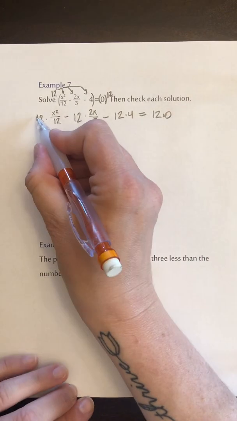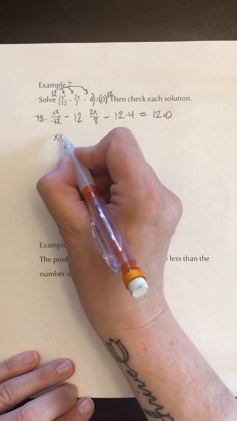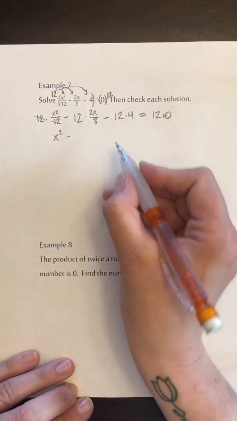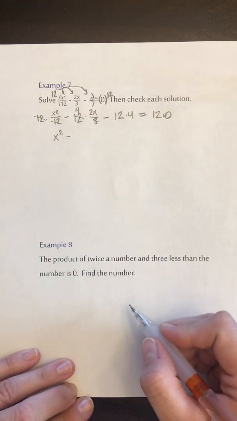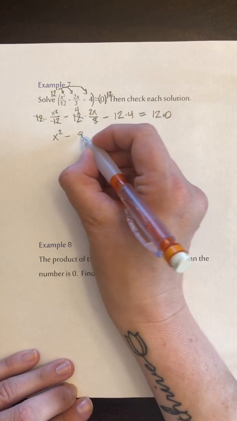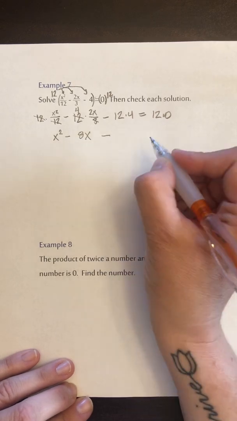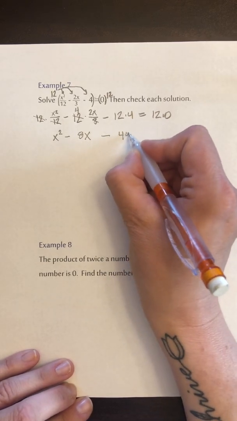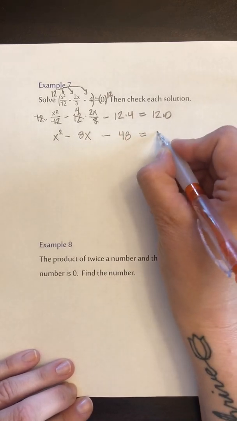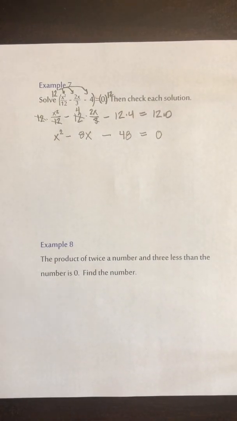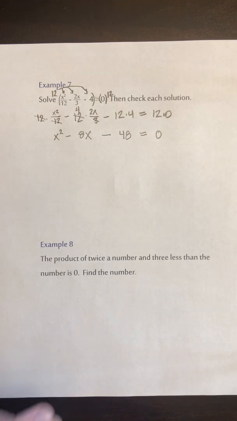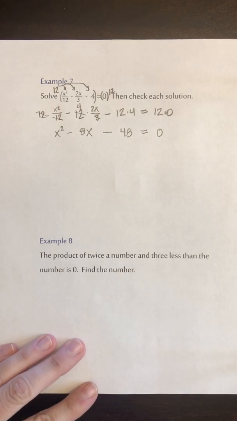So for this first term, the 12s are going to cancel out, and I have x squared. For the second one, the 3 goes into 12 4 times. I did cross canceling there, and 4 times 2x is 8x. Then I have minus 12 times 4, so that turns into a 48. And on the other side, 12 times 0 is still big fat 0. So we've gotten rid of the fractions, which is good. And now let's see how we can factor this.